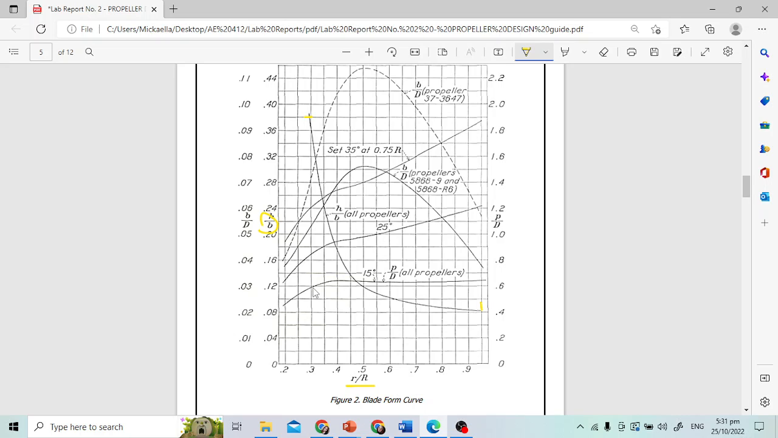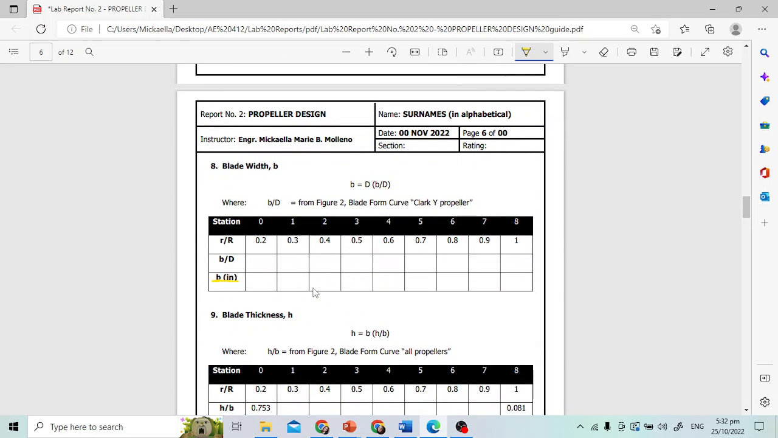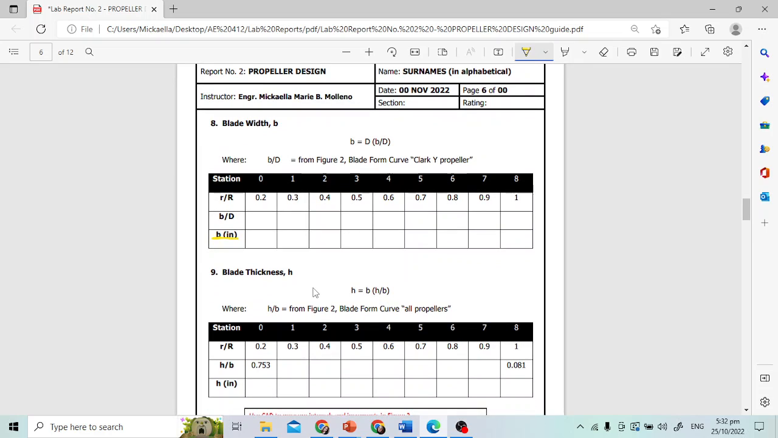Then, yeah, you would be getting the H over B per station. So, you now have your H over B. What now? You can get the blade thickness, which is H, by multiplying your H over B per station to your blade width using this formula, pretty much. So, again, blade width is from section 8. Naka-numbering naman yan. So, madali siyang sundan.